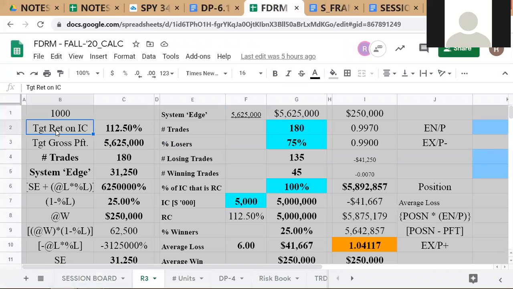So target return on invested capital, let's say, is 112.5%. I've done these numbers here. This is in your calc file. Okay. The name of the sheet is R3. You'll understand what R3 is very soon.